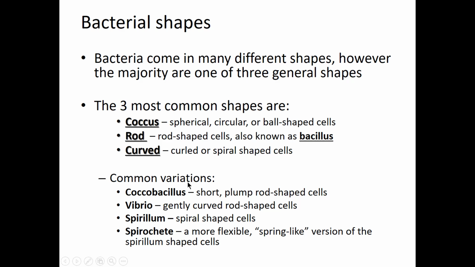Within the variations, you have these basic shapes, and then within those you have common variations. So coccobacillus is really just the combination of the rod-shaped and the cocci cells. Vibrio is a more pronounced kind of curved cell. It's really a combination of a rod and a curved shape. Spirillum is spiral-shaped, a particular variation of a curved cell, and a spirochete is another variation of a curved cell. And these are often referred to as something like a spring-like or even a corkscrew variation that we'll see examples of here in a minute.